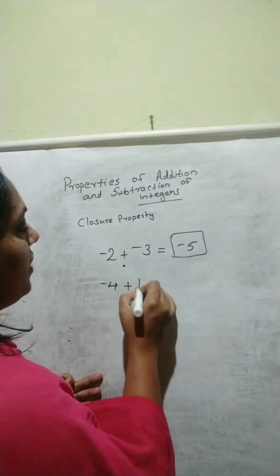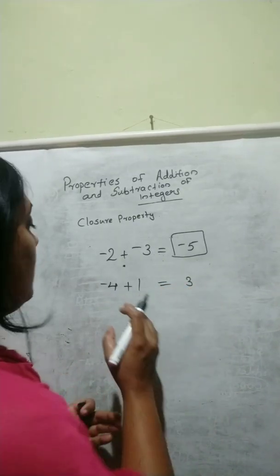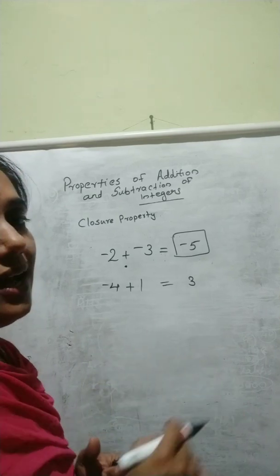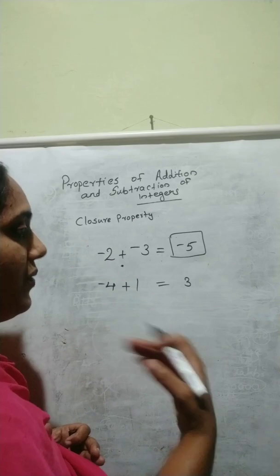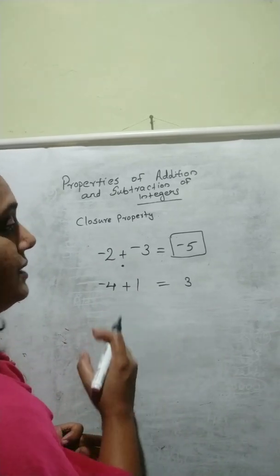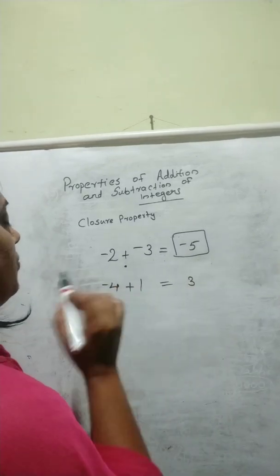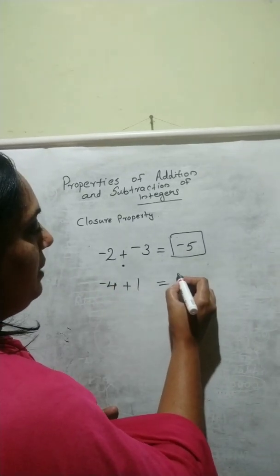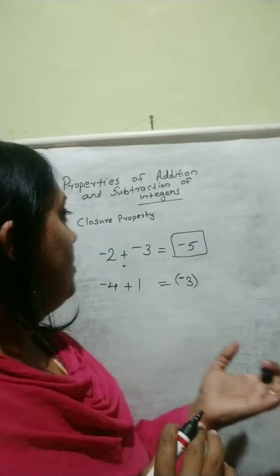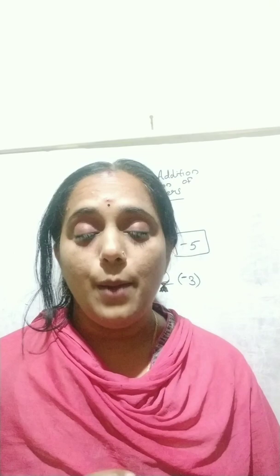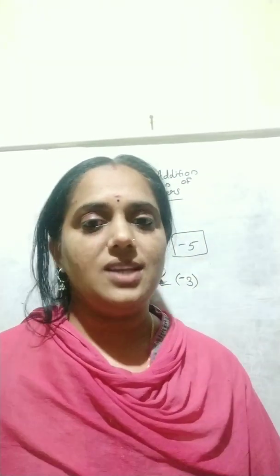Then -4 plus 1. We know 4 minus 1 is equal to 3. Why? Because here we are adding one negative integer and another one positive integer. So we have to subtract it, and after then we have to check the sign of the greatest number. Here 4 is there. So the sign of 4 is negative. So the answer will be -3. Okay, you got it. This type of properties we have studied about whole numbers in your 6th standard.